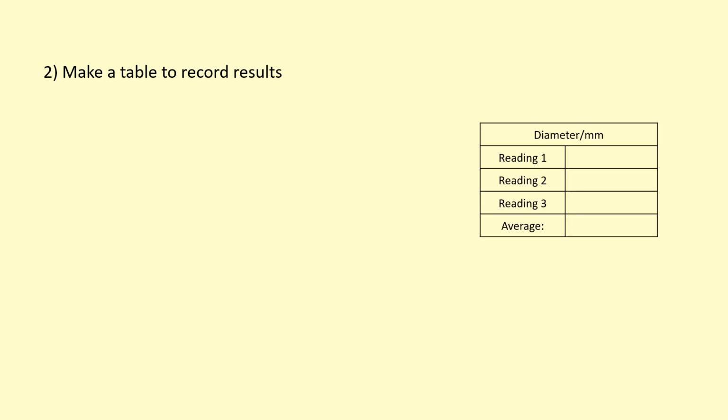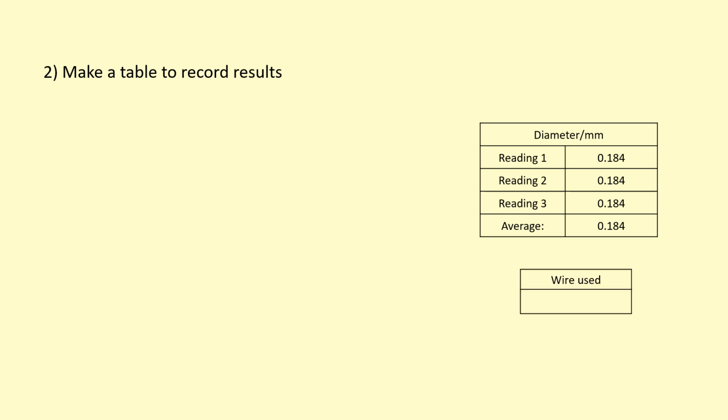Step 2 is to make a table to record your results. First of all, we measure the diameter of the wire. We're going to take a bunch of readings at different points along the wire, in different orientations, using a micrometer. Make sure you write that down to the correct number of units, with an average.